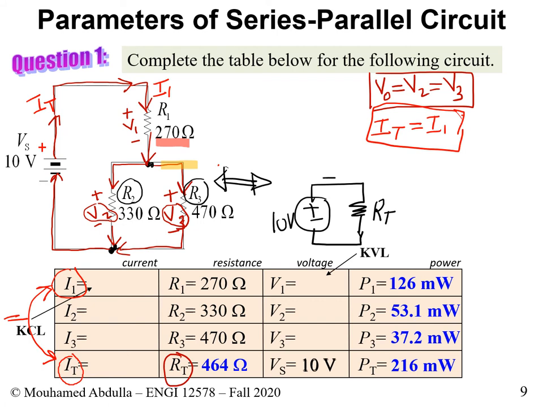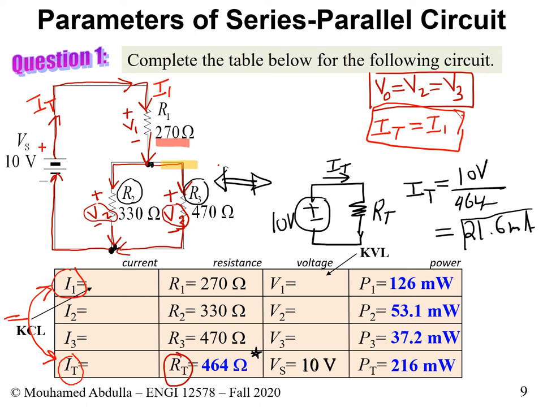And the current that comes here is your I total, okay? So just by looking at this, we can certainly find I total. We just apply Ohm's law, and that's equal to your 10 volts divided by the total resistance that we just got, 464. If we do 10 divided by 464, this gives us a value of 21.6 milliamps. And like we said, this value is also the same for I1. So it's the same for both of them, I total and I1.